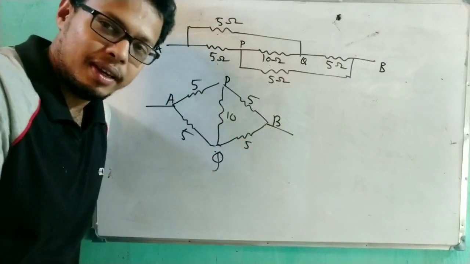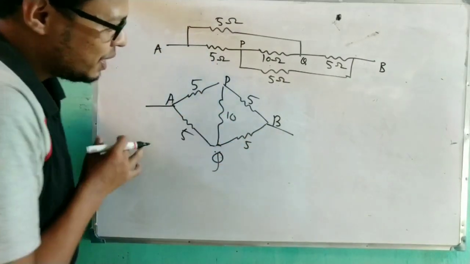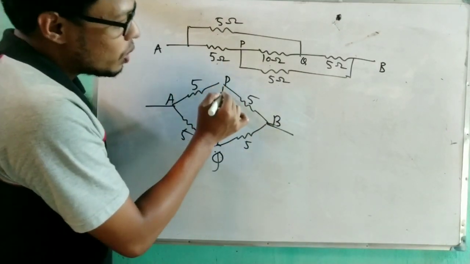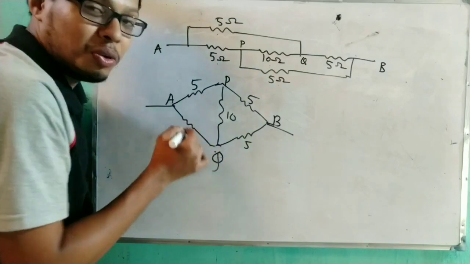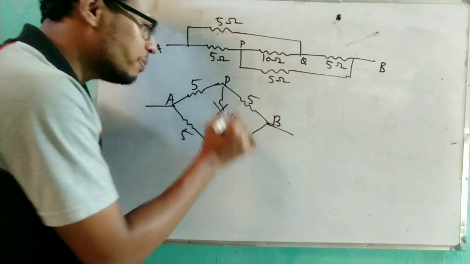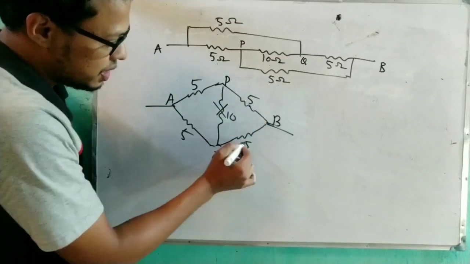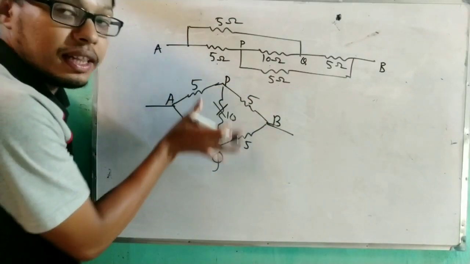Another video I will make. But now remember one thing, when you see this type of circuit, then consider no current is flowing through this 10 ohm resistor, so we can neglect this part. Okay, only these 5 and these 5 are connected in series. These 5 connected in series, they are parallel.